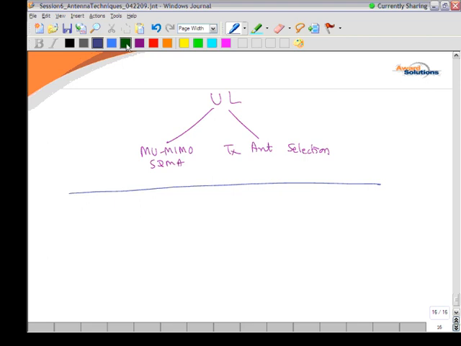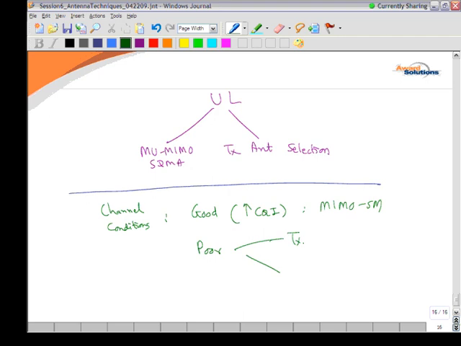So now finally, channel conditions and the antenna technique. If we have good channel conditions, good CQI, a high value of CQI, then you can use the MIMO technique, spatial multiplexing. If you have poor channel conditions, then you can use transmit diversity, for example SFBC. And you can do beam forming.